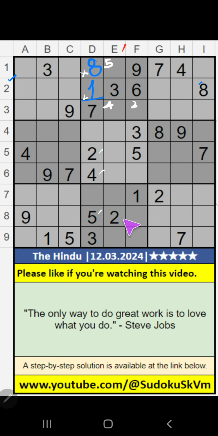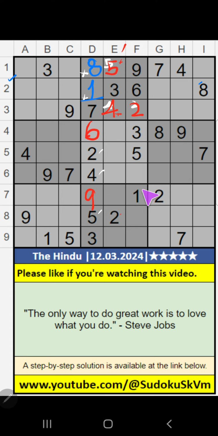Column E, we have 2, so 2 can't come in these cells. Then 2 is confirmed here. Then only 2 numbers are remaining, second grid, 4 and 5. First row we have 4, so 4 can't come in the cell. 4 is confirmed here, then 5 is here. Then column D, 2 numbers are remaining, 6 and 9. Fourth row we have 9, so 9 can't come in the cell. 9 is confirmed here, then 6 is here.